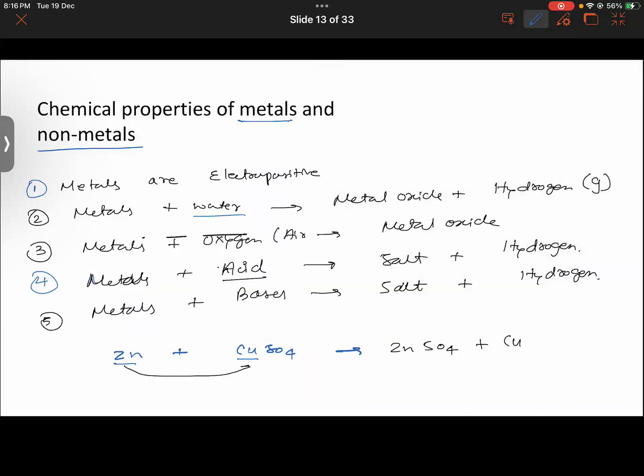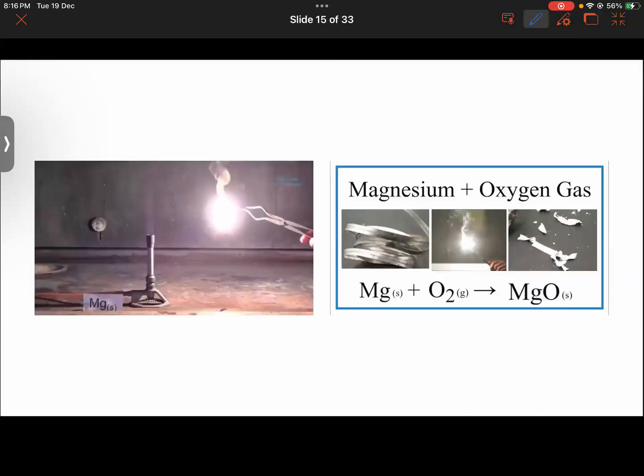How metals react with oxygen. See here, you have a classic example of a magnesium ribbon. ये magnesium ribbon आपने hold किया हुआ है, right? And you basically bring it close to a burner here. This is called a Bunsen burner. इसे हम Bunsen burner कहते हैं.